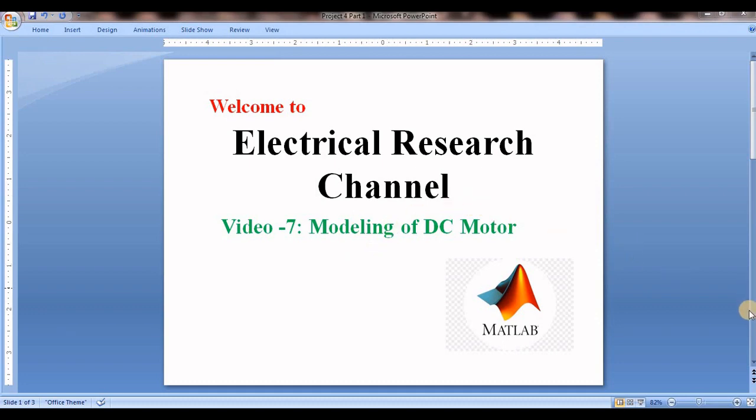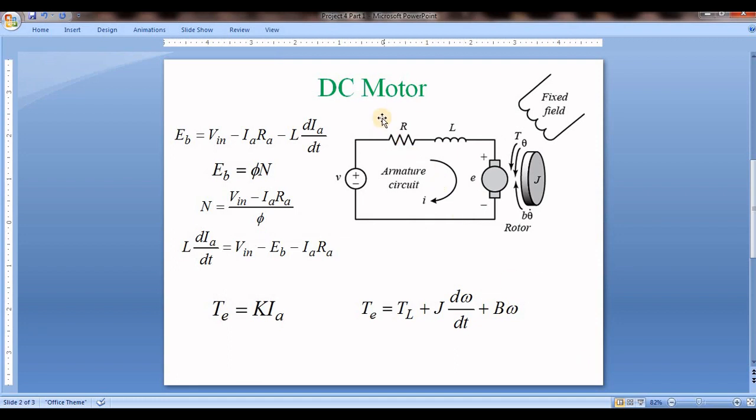See, I consider the separately excited DC motor, and this is the DC motor. The field is separately excited and the load torque is TL. I consider TL as the load torque, EB is the back EMF and V is the input voltage. This is the resistance and inductance, the motor winding parameters.